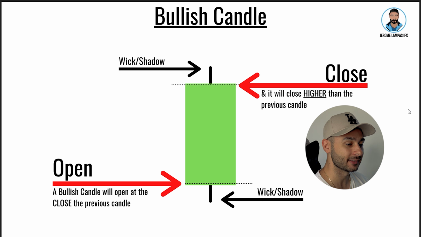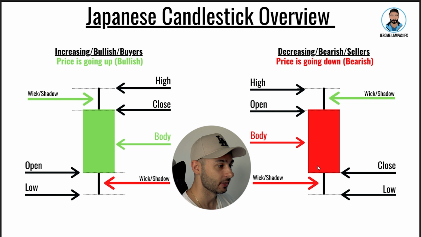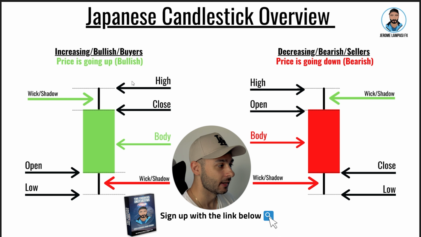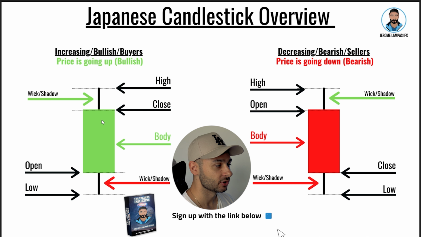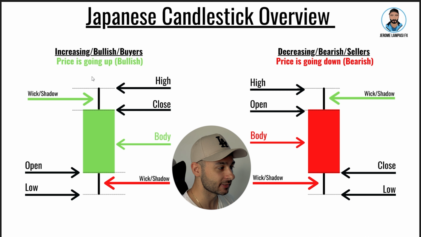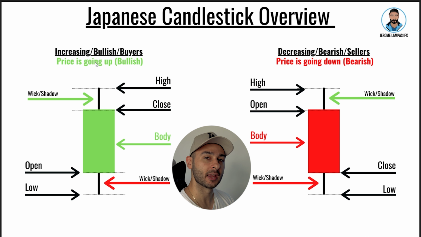So we'll get into more examples of this right now. So as you can see, the Japanese candlestick. We're just going to go through a quick overview of what these actually are. A bullish candlestick, which is default, they are green when they go up, red when they go down. So a bullish candlestick is increasing. It's bullish. It means buyers are interested in the price in the market. Price is going up. It's bullish.